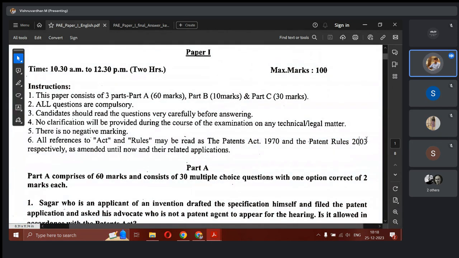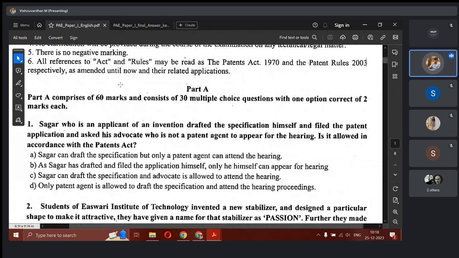But again, like I've shared a Brahmastra document, right? So go through that. It does mention all the important rules that you'll need to know. Cool. So yeah, starting off part A.